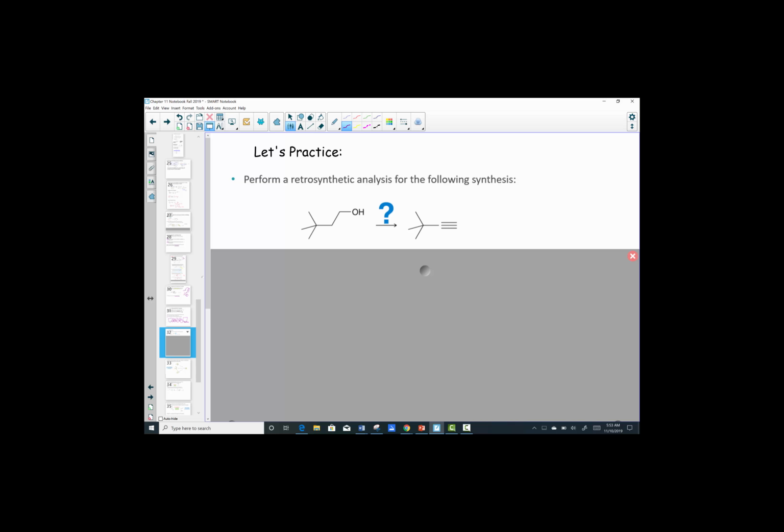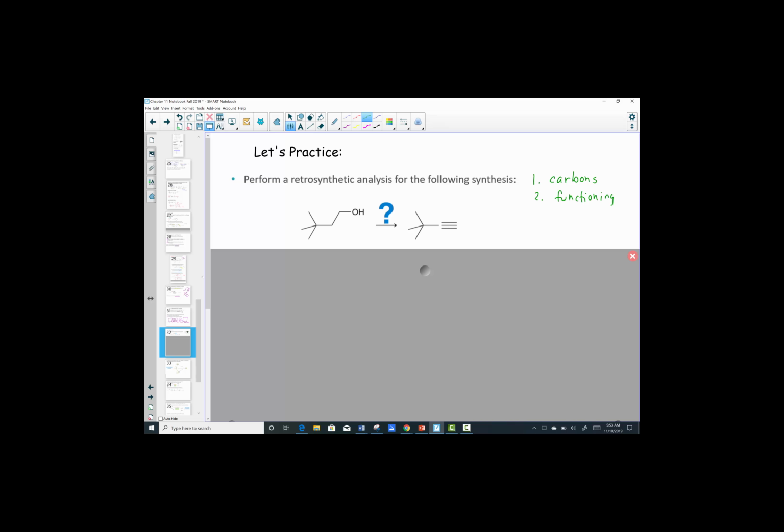So as a practice, let's perform a retrosynthetic analysis for the following synthesis. All right, same 2 questions. What's happening with the carbons? Are we adding, subtracting, or are they staying the same? And what's happening to the functional groups? Are they changing? Are they moving? We want to keep track of those 2 key questions.